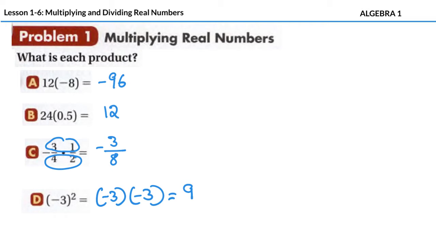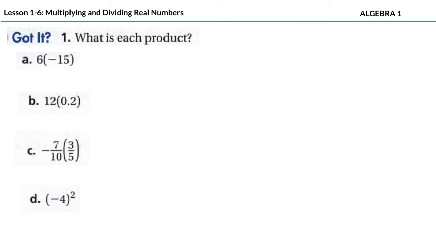So that's pretty easy. So let's move on to the next type of concept and problems. See whether you got the concept or not. Try this out. You can pause the video and then work out all these problems and then check your work after clicking the play button. What is each product? 6 times negative 15. What is it going to be? Negative 90. You can review the concept.